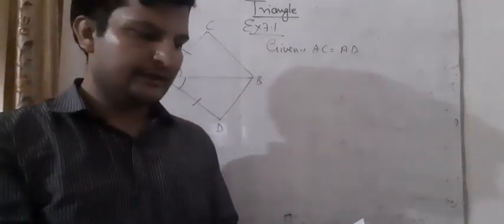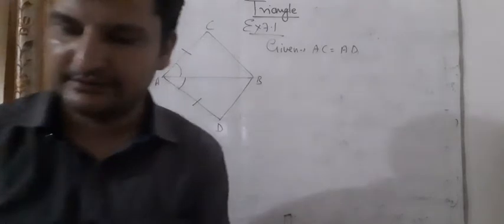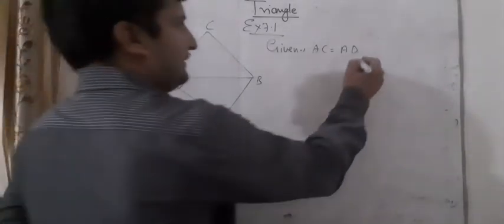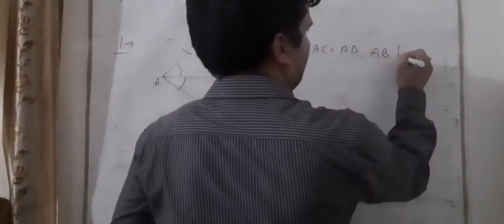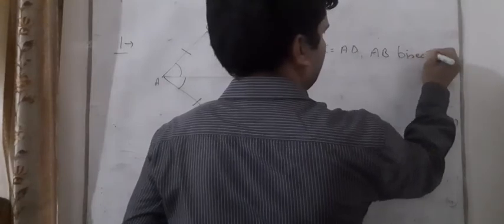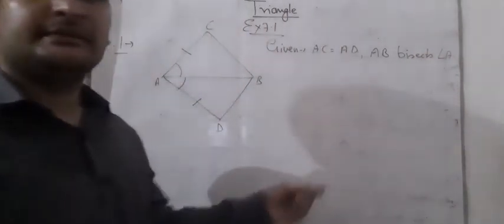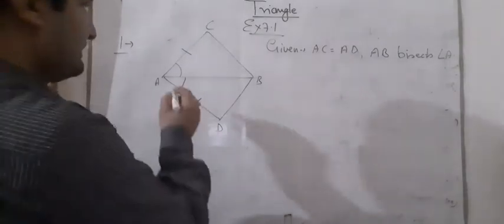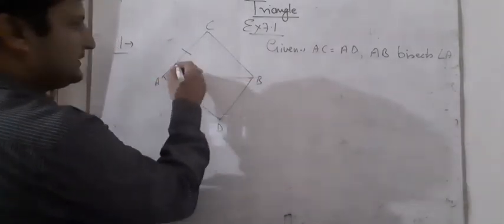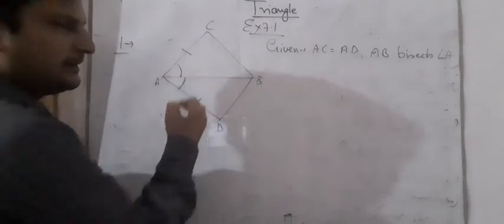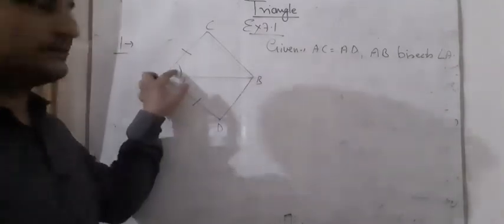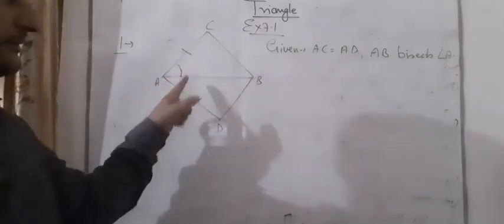AB बाइसेक्ट्स एंगल A ऑल्सो, एंड इट इज रिटन दैट AB बाइसेक्ट्स एंगल A. स्टूडेंट, AB बाइसेक्ट्स एंगल A का मतलब क्या समझे आप कि जो ये लाइन है आपकी AB, ये इसको बाइसेक्ट कर रही है. बाइसेक्टर का मतलब क्या होता है? ये जो एंगल्स हैं आपके क्या है? इक्वल है. मीन दिस एंगल इक्वल टू दिस एंगल.